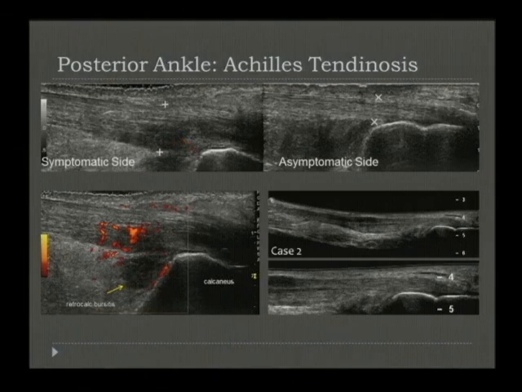In these areas of hypoechogenicity, if you look on the short axis images and you actually see that fibular pattern coursing through that area, it almost certainly is going to be tendinosis because you're continuing to see those fibers through that region.